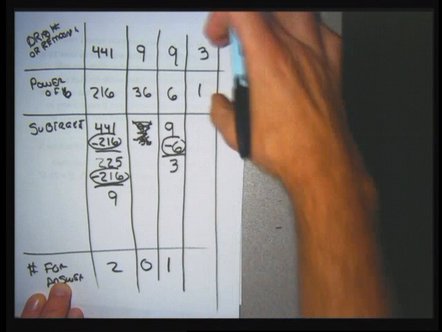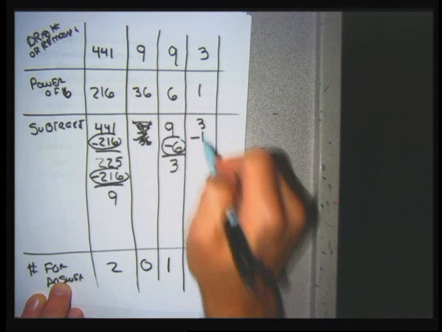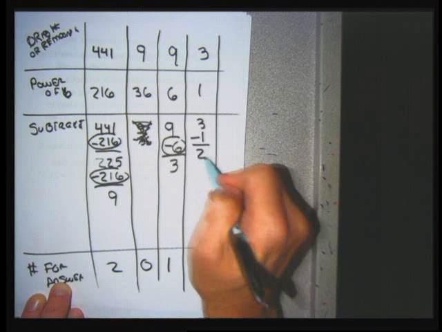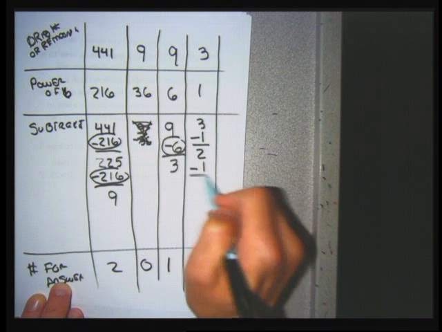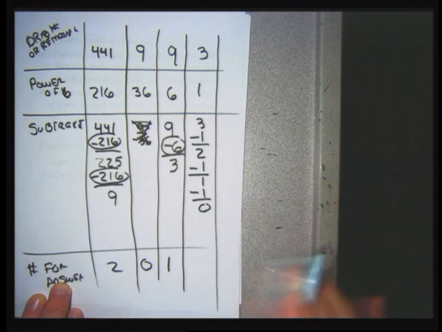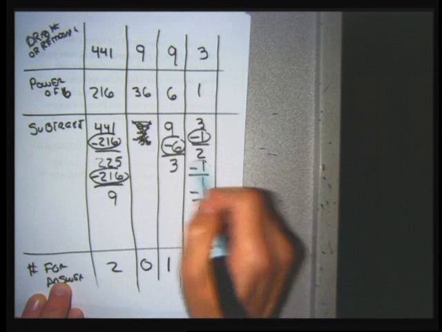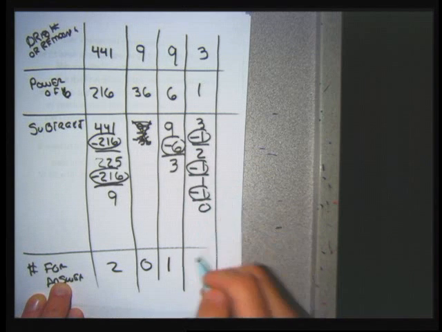Last column, I'm going to subtract my remainder minus the power of 6. 3 minus 1 is 2. 2 minus 1 is 1. 1 minus 1 is 0. I'm at 0. I've used all the powers of 6. I'm done. There's 1, 2, 3.